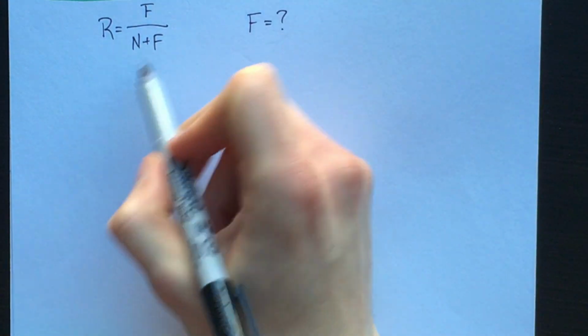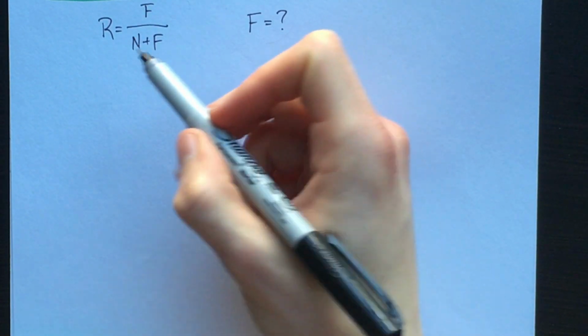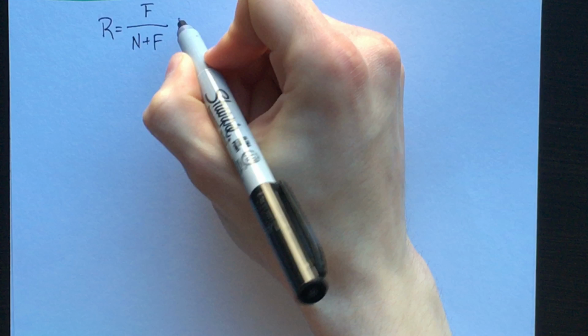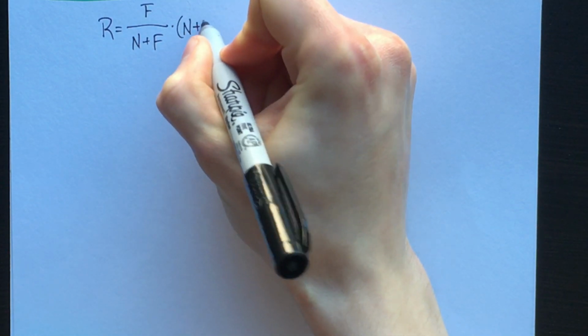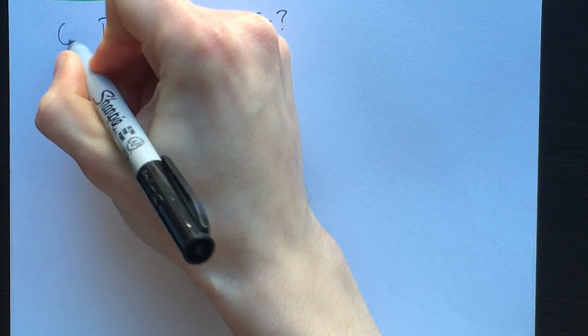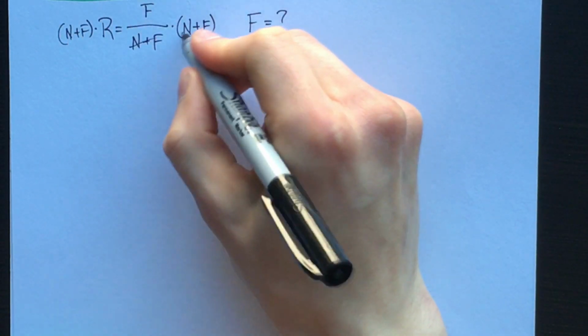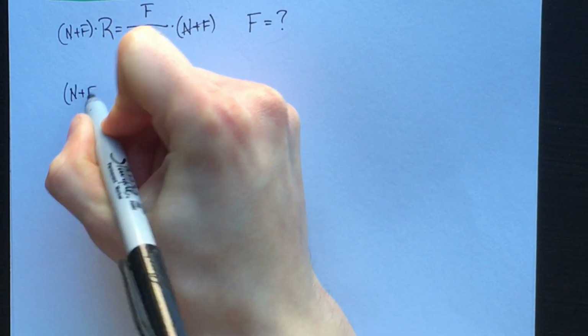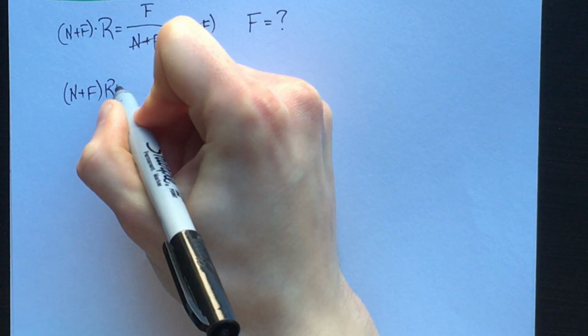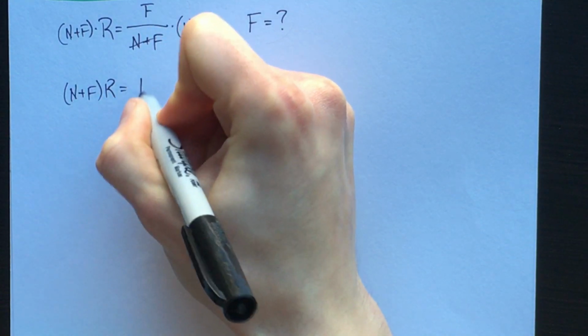So I'm looking at this, I see a fraction, and I don't like a fraction. Let's get this all in one line. Let's start by multiplying both sides by N plus F. Here this cancels out, so you're left with N plus F times R is equal to just F.